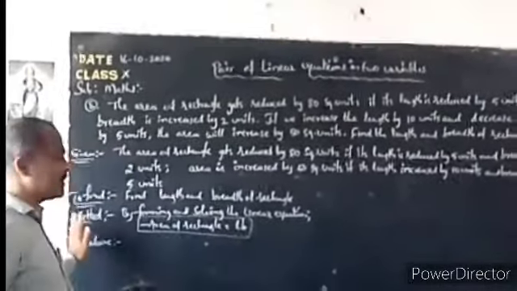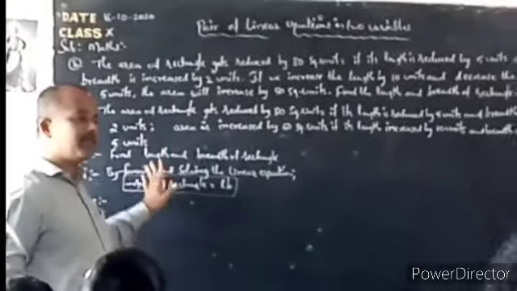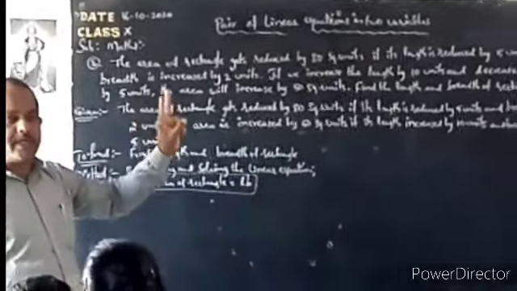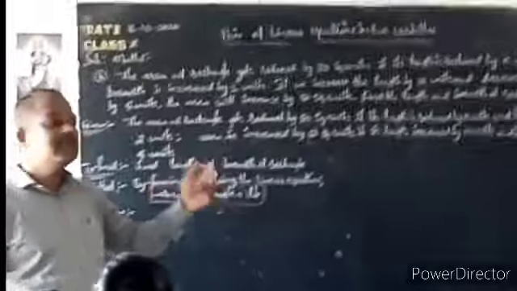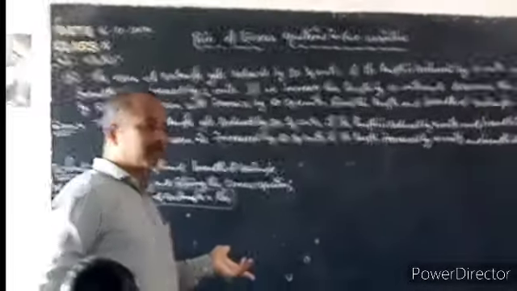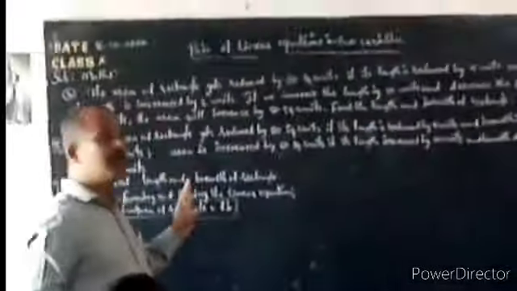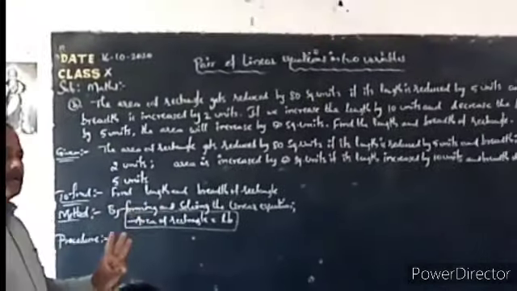And then, what method are we going to use in this? Using the area of the rectangle and the given statements, we have to form two linear equations and then solve them by any one of the three methods. We have three methods: one is the graphical method, one is elimination, one is substitution method. Out of the three methods, we have to use any one to get the solution.